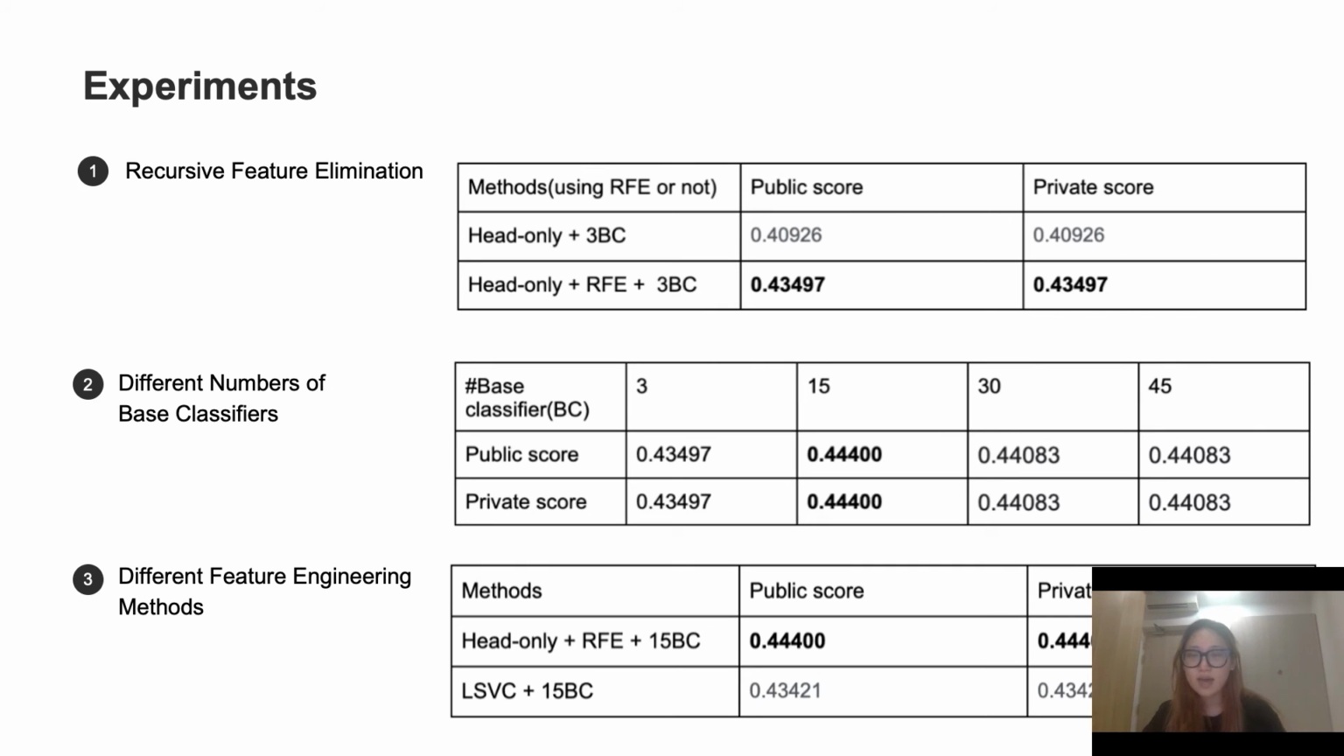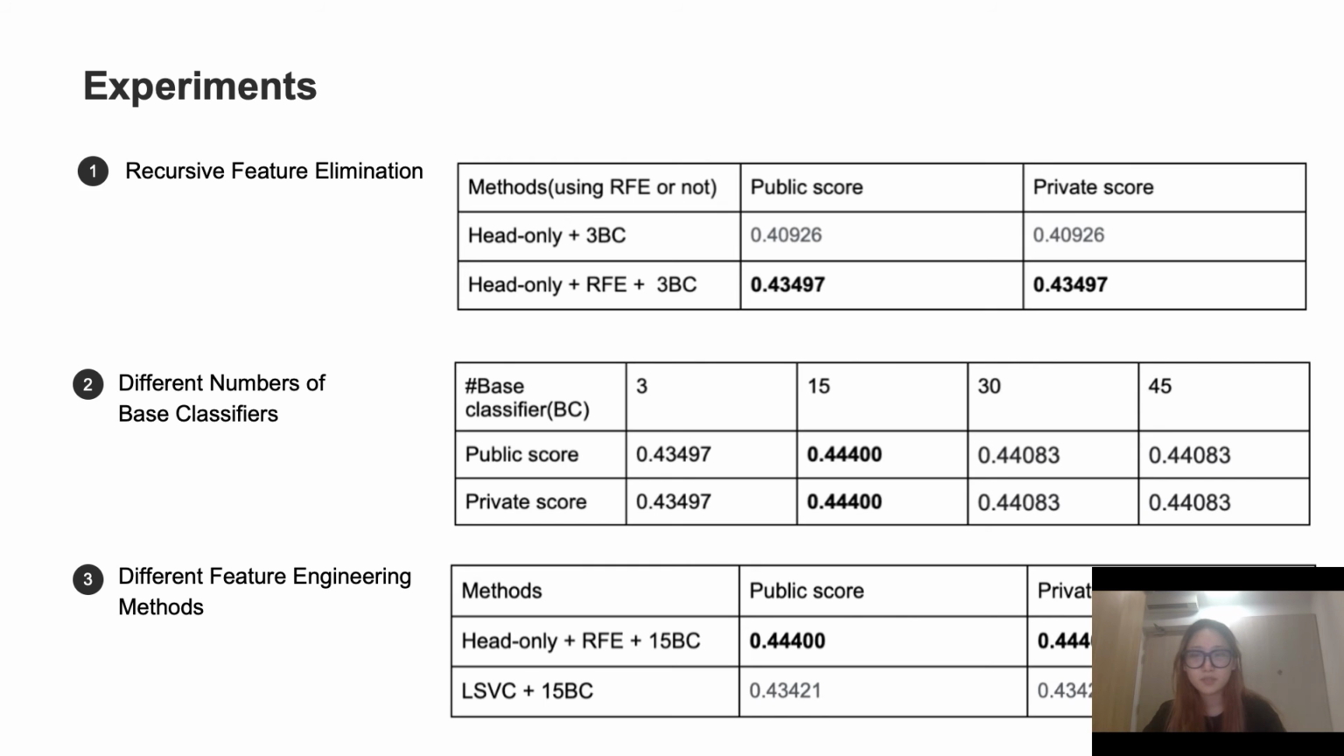And secondly, based on the head-only with RFE, we conducted multiple experiments on different numbers of base classifiers in the voting assembly. We have set the number at 3, 15, 30, and 45. From the second table, we can observe that when the number of base classifiers increased from 3 to 15, the F1 score increased from 0.43497 to 0.44400. Then the score starts to decrease and converge to 0.44083 with further increasing of base classifier numbers. As a result, we set the number of base classifiers to 15.